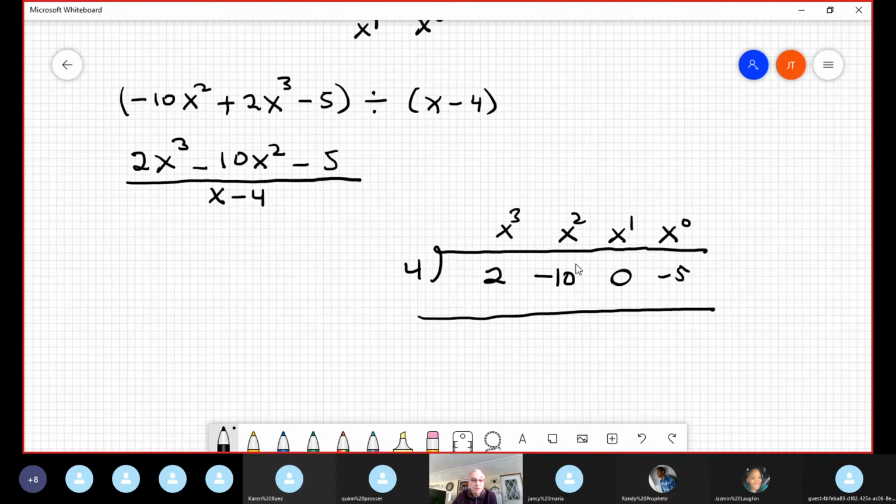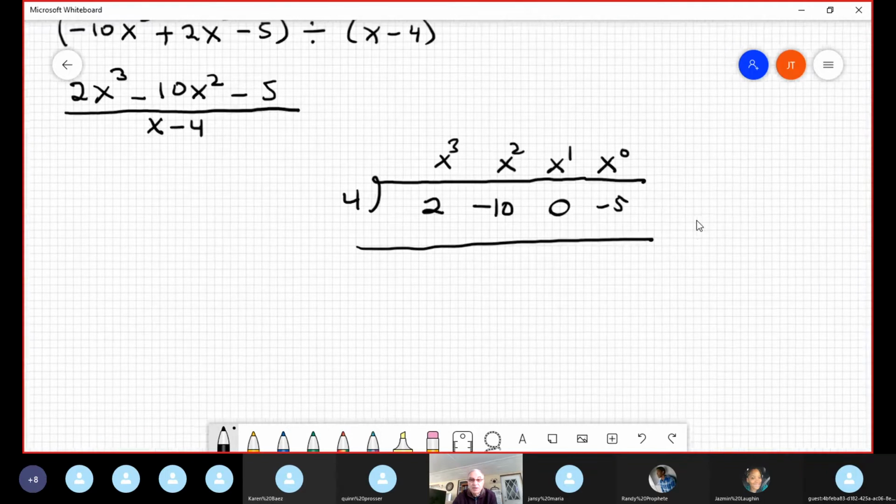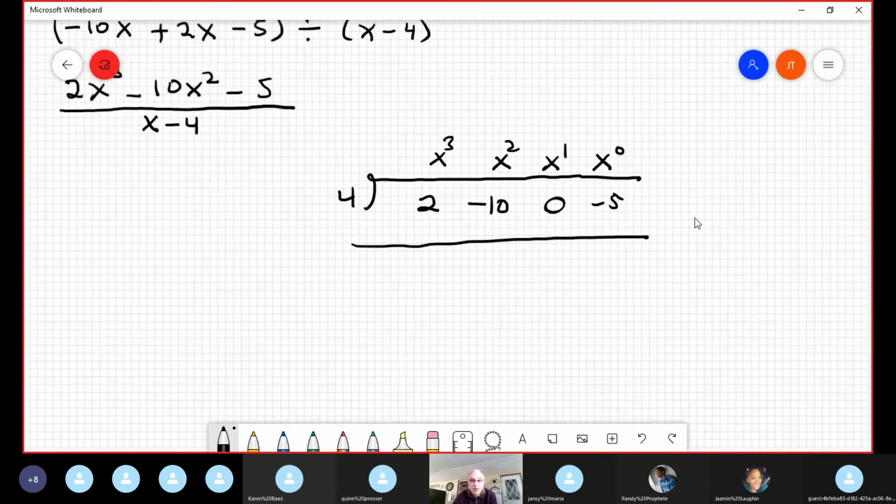Let me start synthetic division. Bring down 2 directly without any operation, 2 times 4 is 8. We combine negative 2 and 8 to get negative 8, and negative 8 times 4 is negative 32. And when you combine here, it's negative 37. Okay, I try to illustrate what happens when the remainder is not 0. It's negative 37. So what is my final answer?